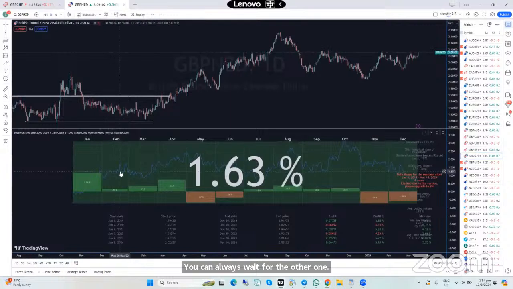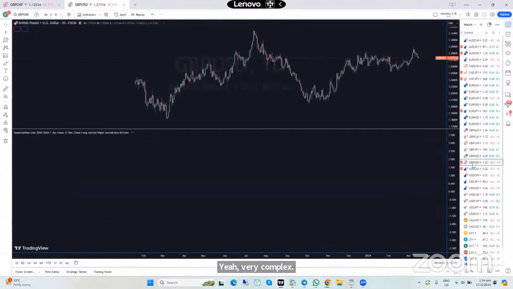Pound Kiwi, again, I would say the bullish run, we are nearly at the tailwind of it. So let's forget it. You can see that it happens almost the same time as Pound Yen. Yeah, very complex. So let's just give this a miss.